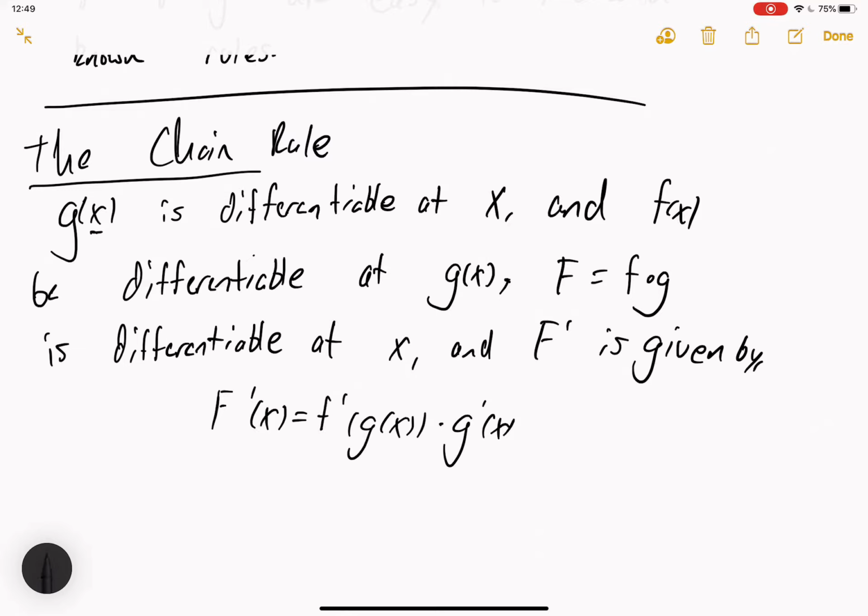So what this means is that we take the derivative of f of x, and then we plug in g of x, and then we multiply by g prime of x. And I wouldn't want to say plug in so much as that we're evaluating f prime at g of x. And that's kind of what happens whenever we do the composition, we're evaluating f at g of x. So we want to evaluate the derivative at g of x.